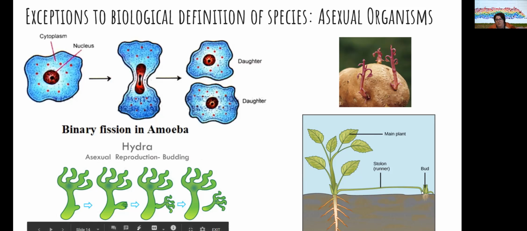Runners from plants. I know strawberries do this, a lot of other plants do this. And then probably the most common example, at least that I see in my house, is the potato. The potato can actually shoot off runners, so it can reproduce other potato plants without having to actually mix with any other organisms. So you can't really use reproductive isolation if they don't need to have other organisms near them to reproduce.